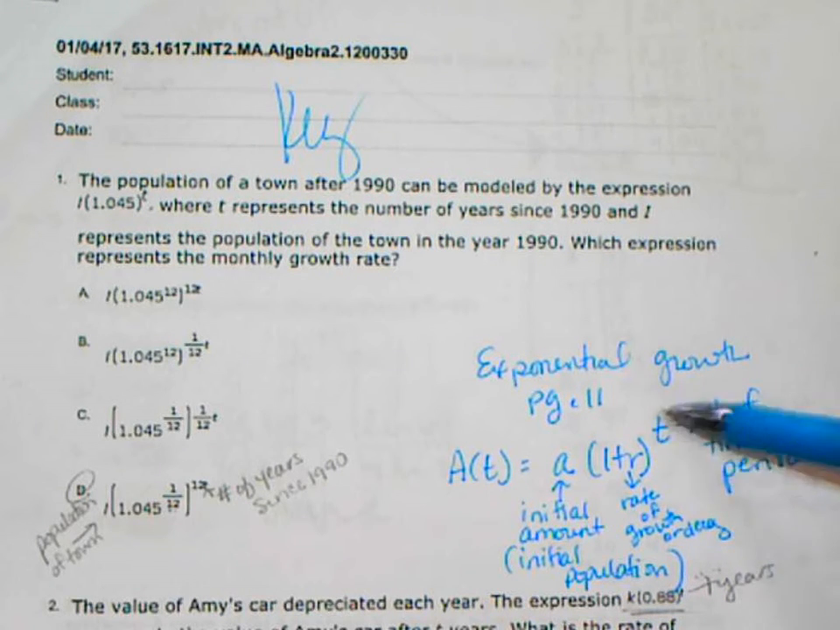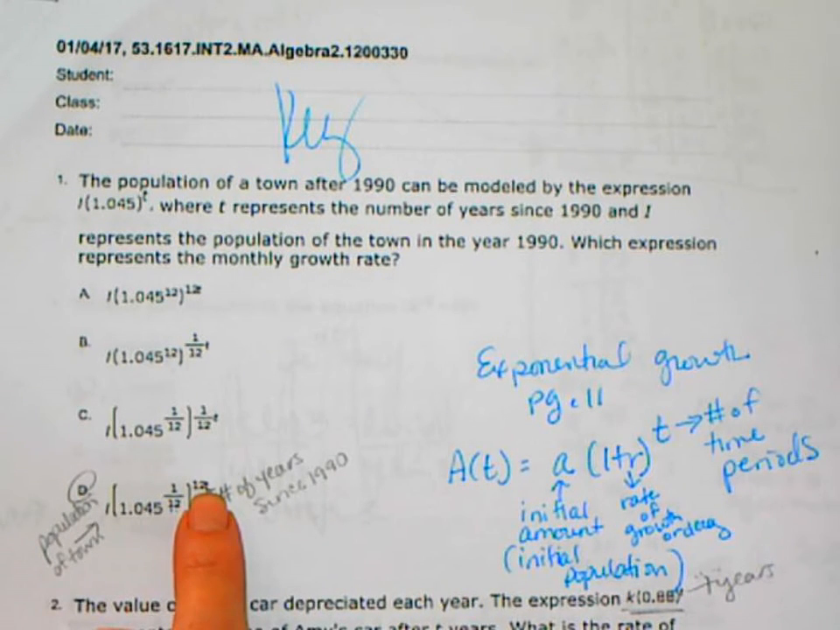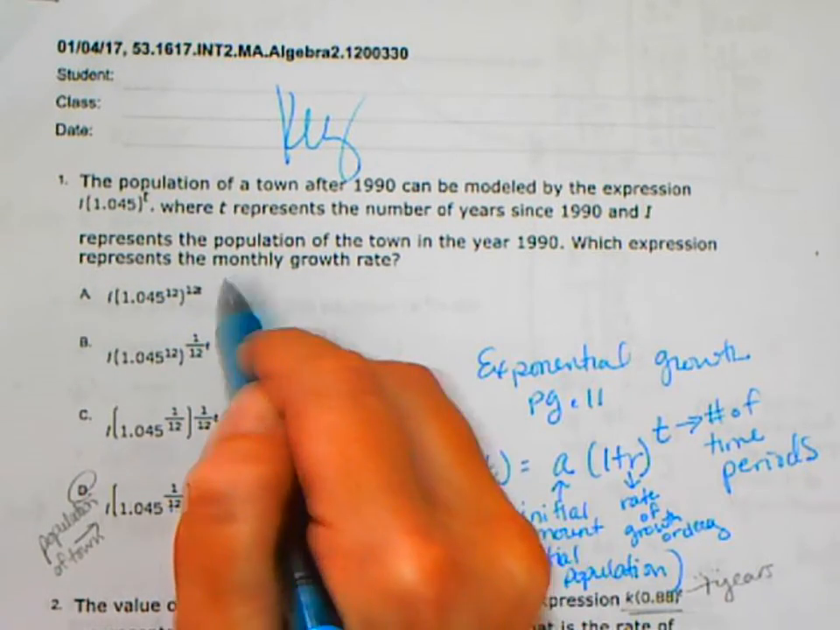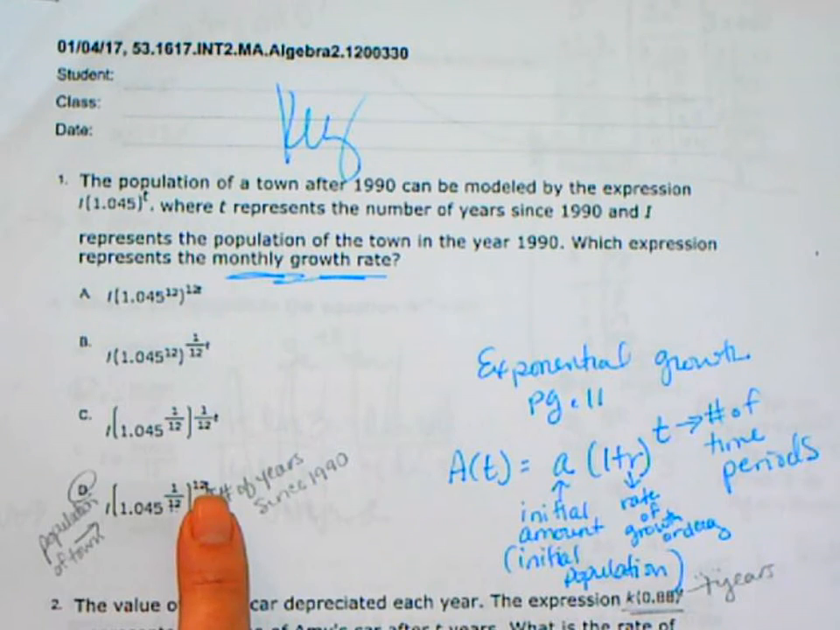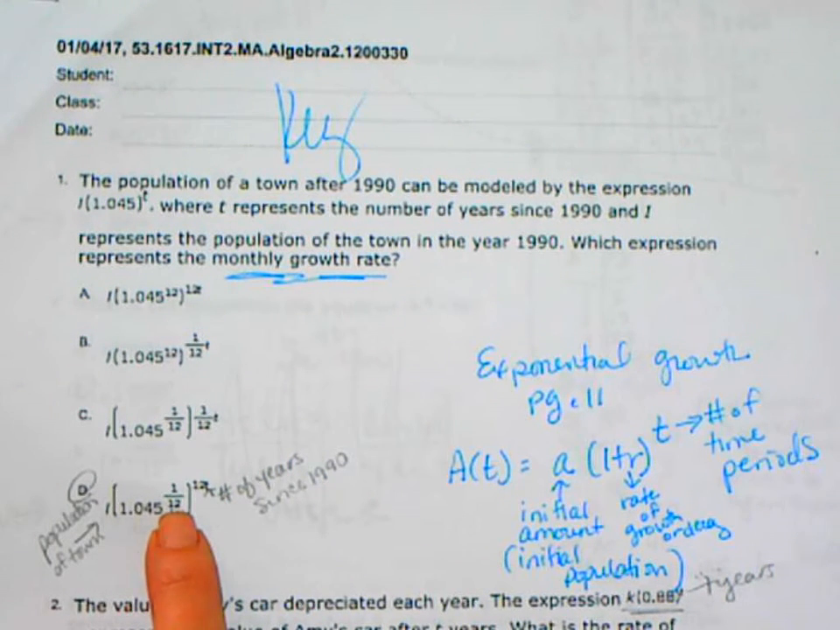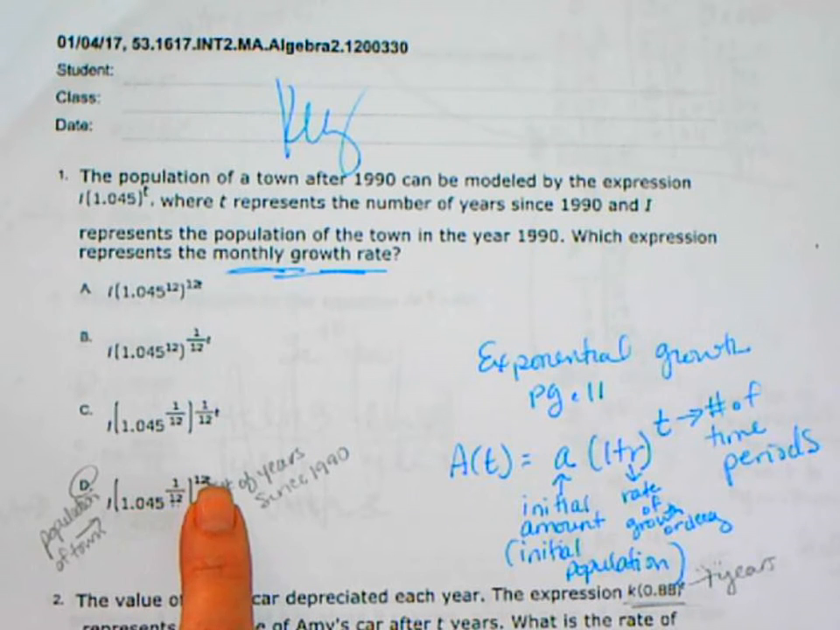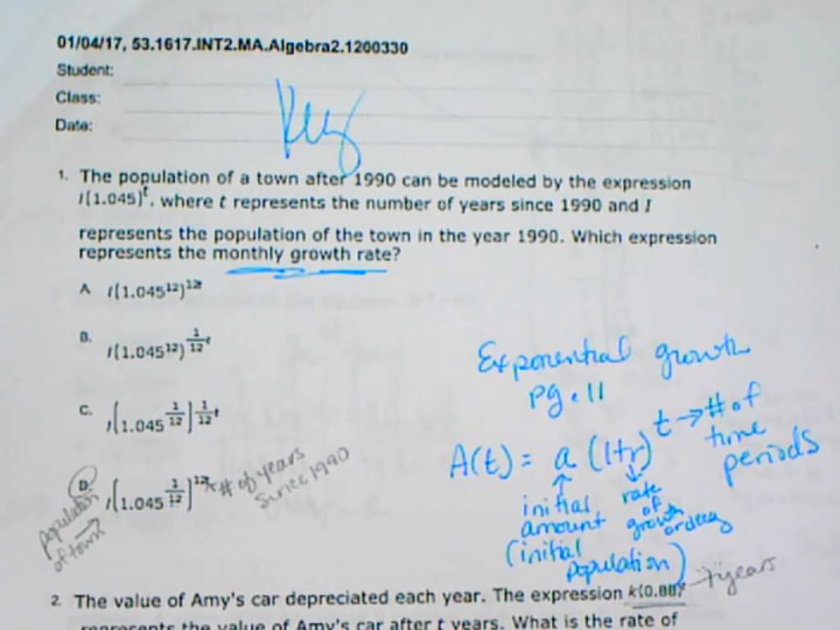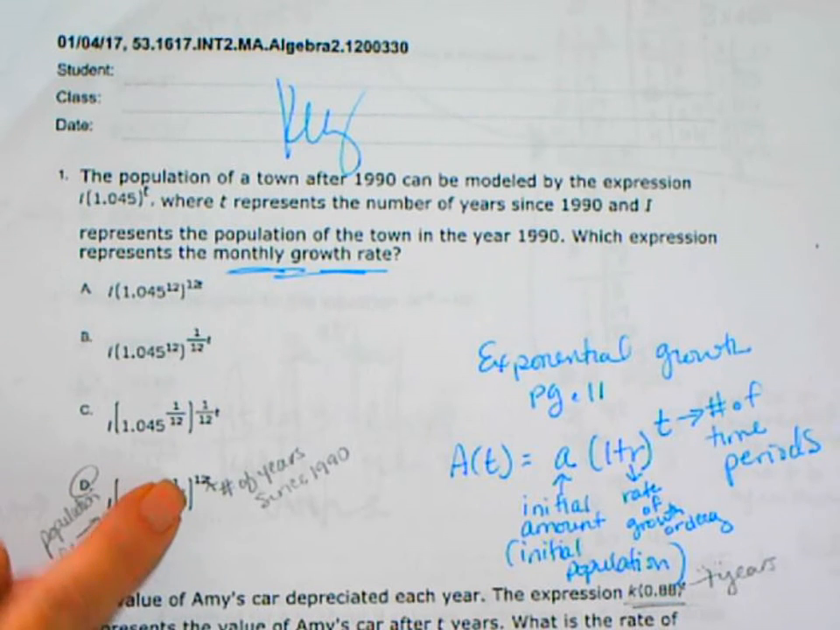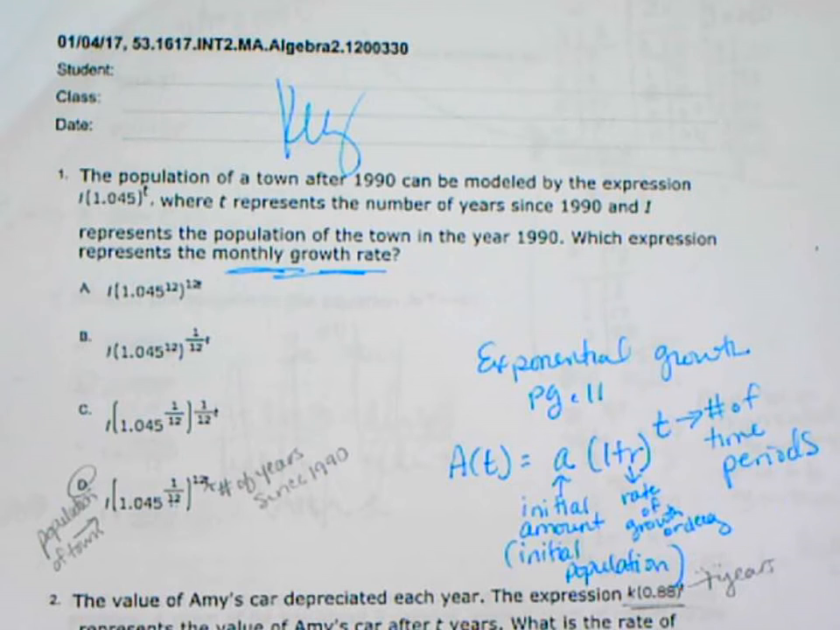T stands for your number of time periods, okay? So option D, 12t, means 12 time periods. But the question was asking about monthly growth rate. So since inside the parentheses there's that 1/12 to a power, 1/12 of 12 is 1, right? So 1 month. If it just had the 12t out there, that wouldn't work because that'd be like 12 months. But because it's 1/12 of 12, that's just for 1 month, right?